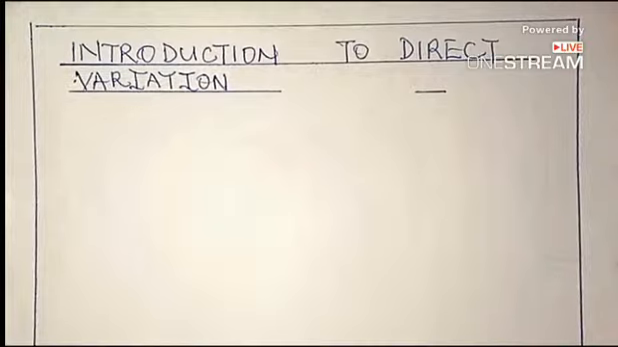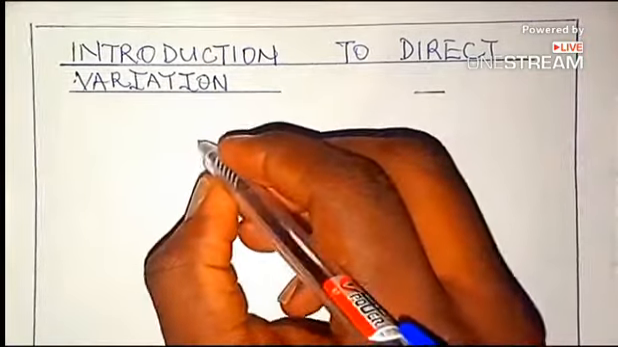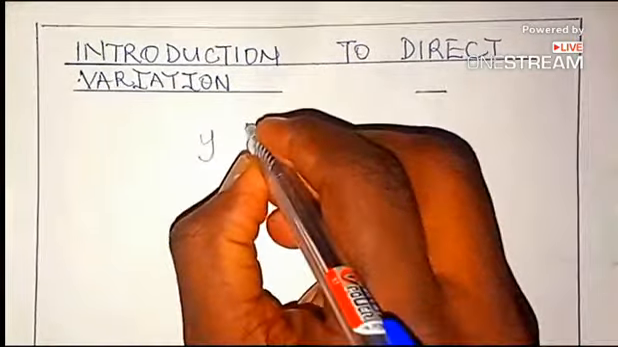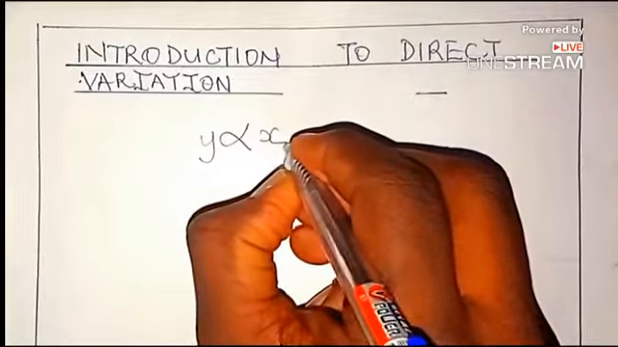Simply, direct variation is a relationship between two variables in which they change in the same way. In other words, as one variable increases, the other variable increases, or as one variable decreases, the other variable decreases. So let's just take these two variables for instance. Let's take y and x. So y varies directly as x.